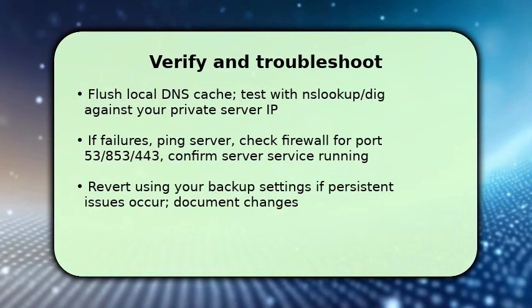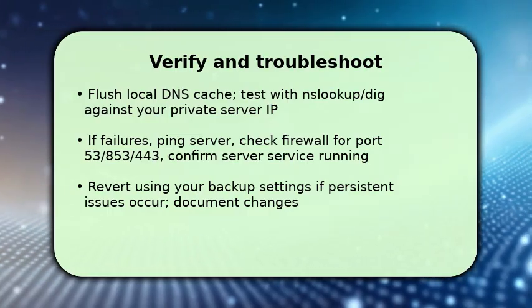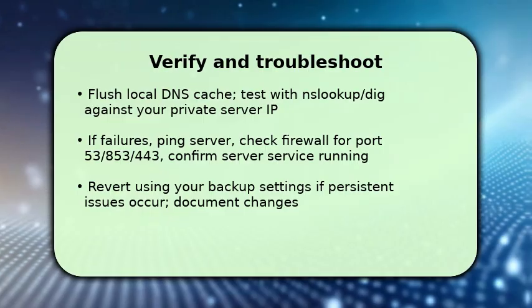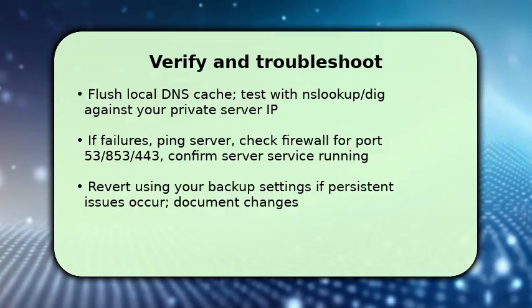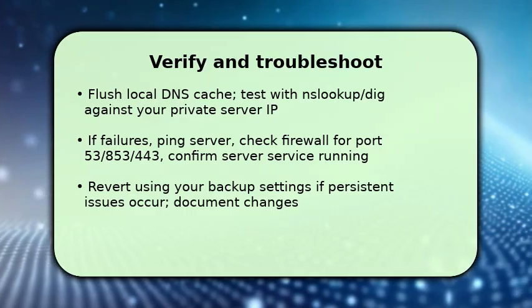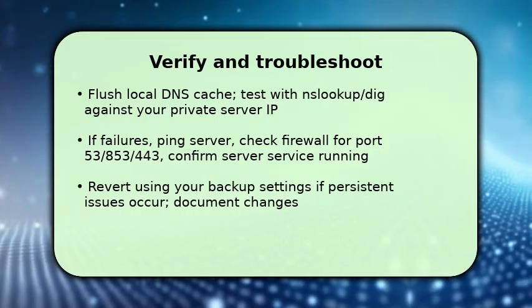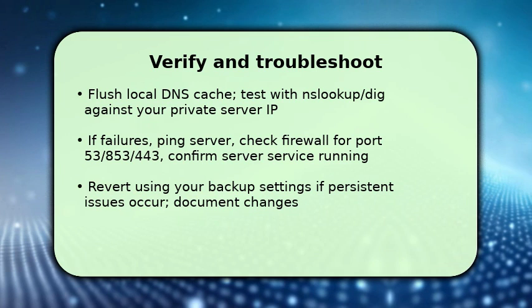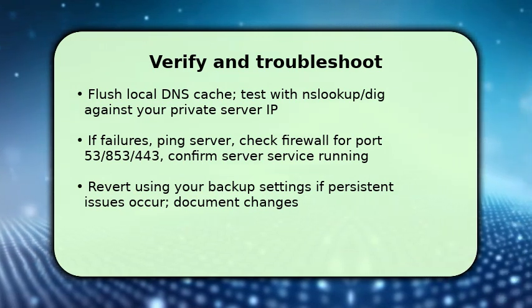To finish, flush your DNS cache and run nslookup or dig explicitly against the private server to confirm resolution. If lookups fail, ping the server IP to confirm network reachability, then verify the firewall allows DNS ports, 53 for plain DNS, 853 for DoT, 443 for DoH, and ensure the DNS service is running on the server. Make adjustments on the server or client as needed.